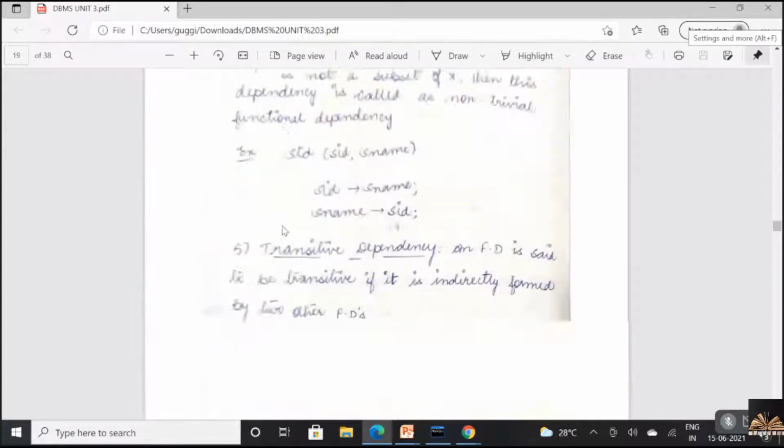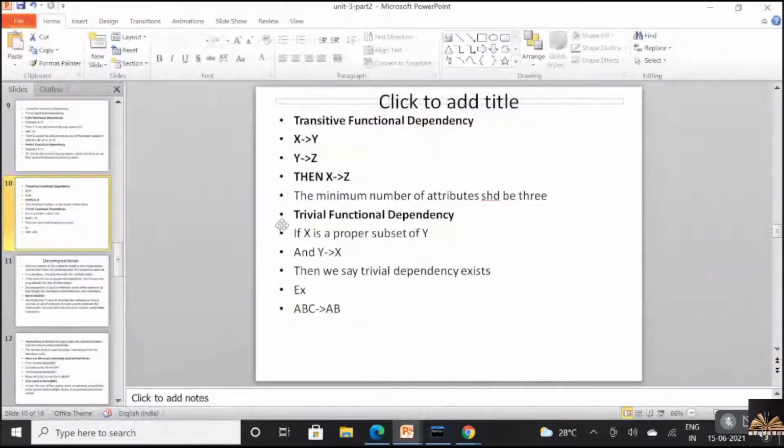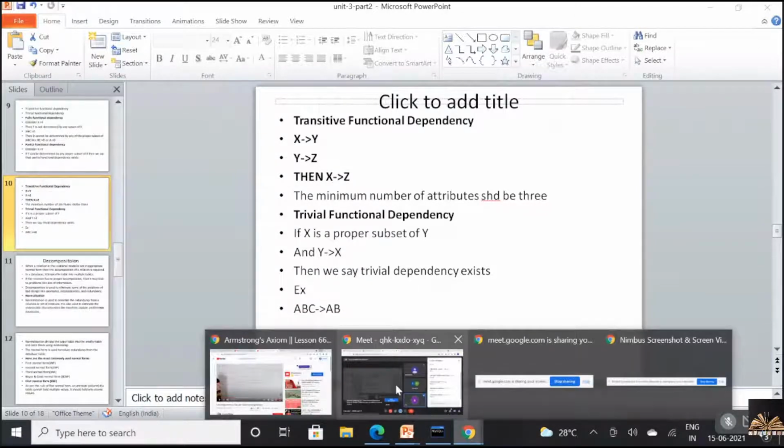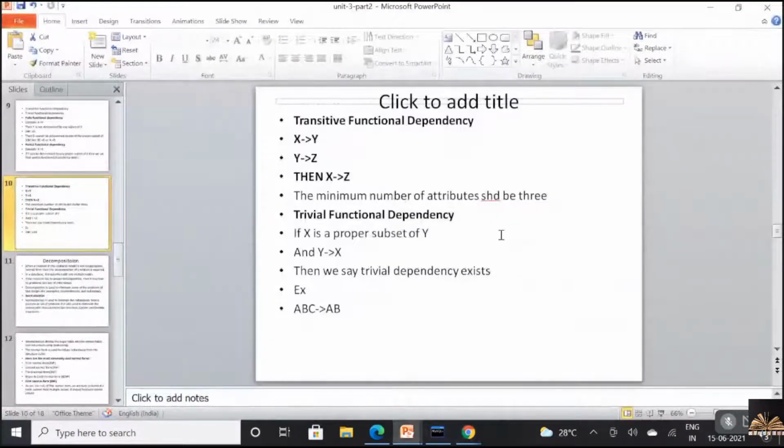Now, you have got transitive dependency. Transitive dependency, everyone of you knows. The minimum number of attributes for a transitive dependency to exist is 3. If my table has either 1 or 2 columns, then there is no concept of transitive dependency. Now, what is transitive dependency?